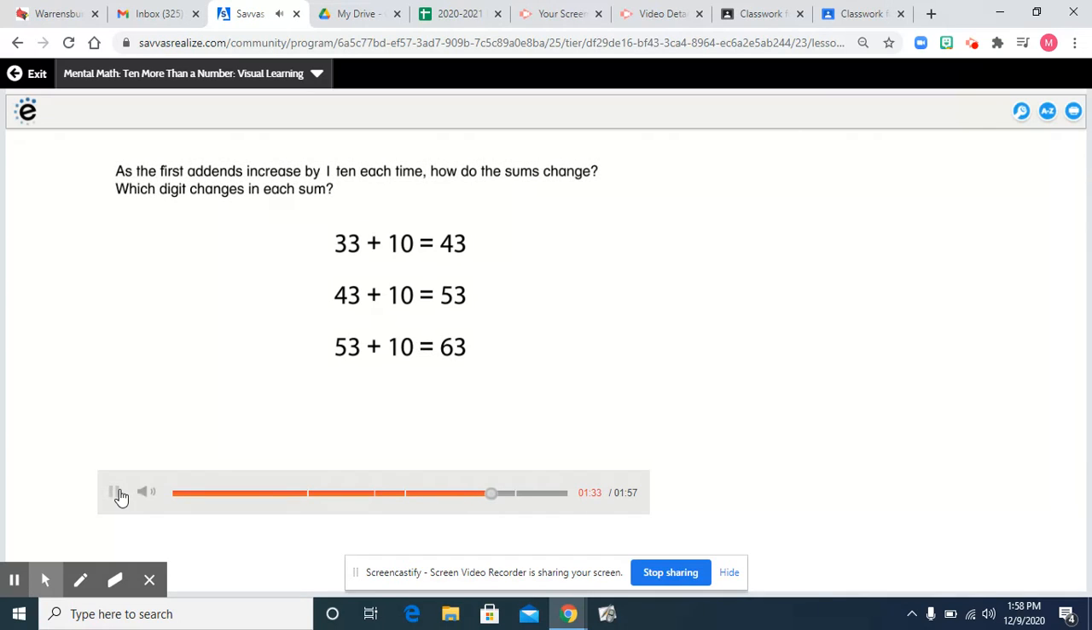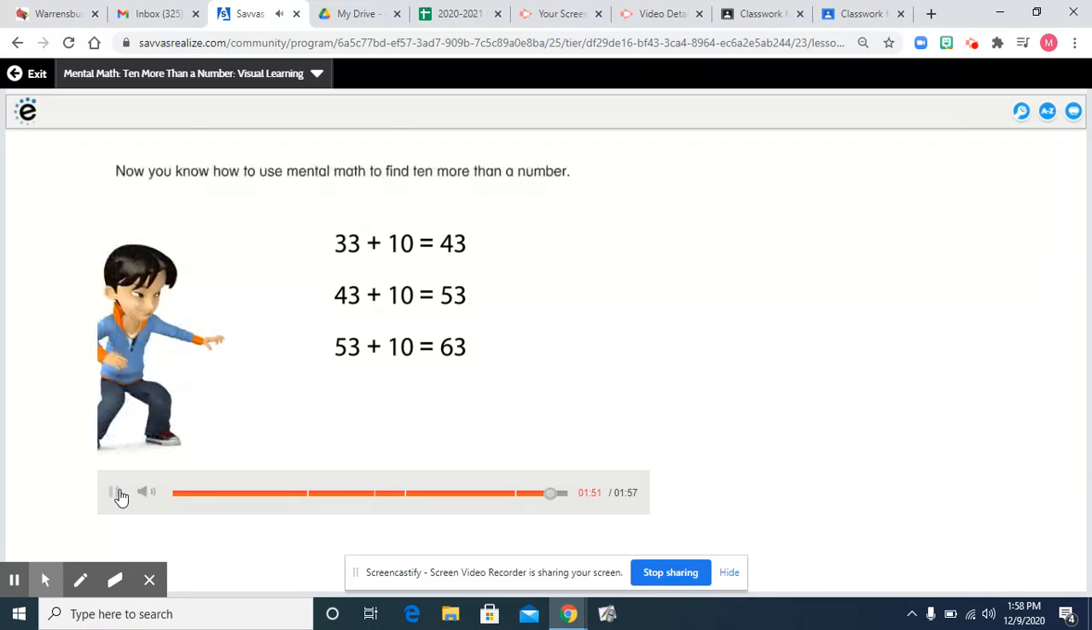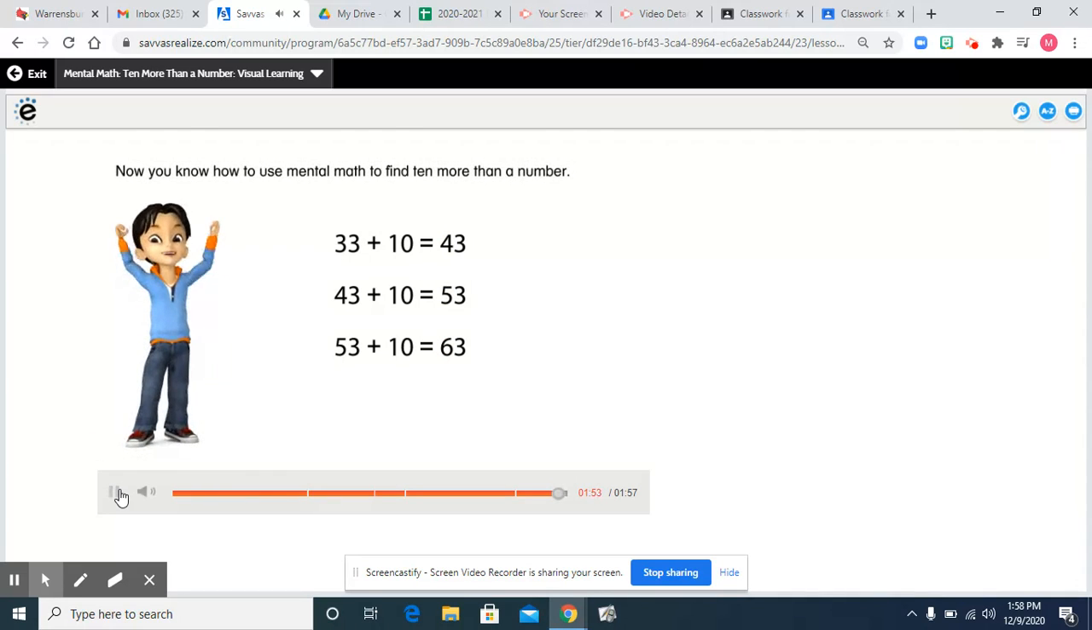As the first addends increase by 10 each time, how do the sums change? Which digit changes in each sum? The sums increase by 10 each time. The tens digit changes in each sum. Now you know how to use mental math to find 10 more than a number.